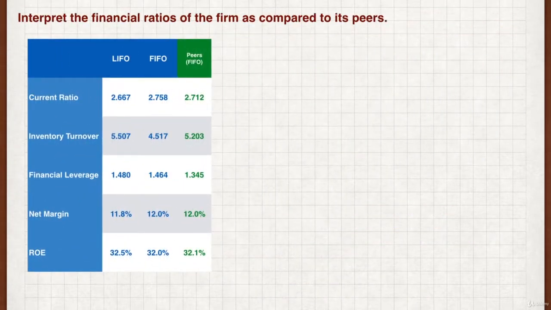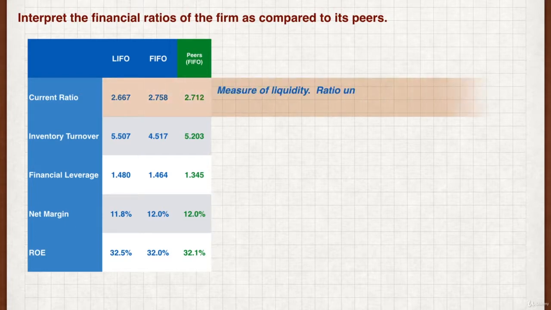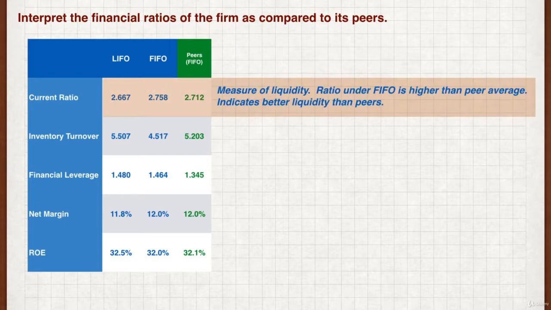Now that we have the ratios of the firm when accounted under the FIFO method, we are able to make more accurate comparisons on the firm's ratios when compared to its peers who use the FIFO method. The current ratio is a measure of liquidity of the firm. Without adjustment, the current ratio under LIFO appears poorer than its peers. But when adjusted to the comparable ratio under FIFO, we can see that the ratio is higher than peer average. This indicates that the firm is in a better liquidity situation than its peers.